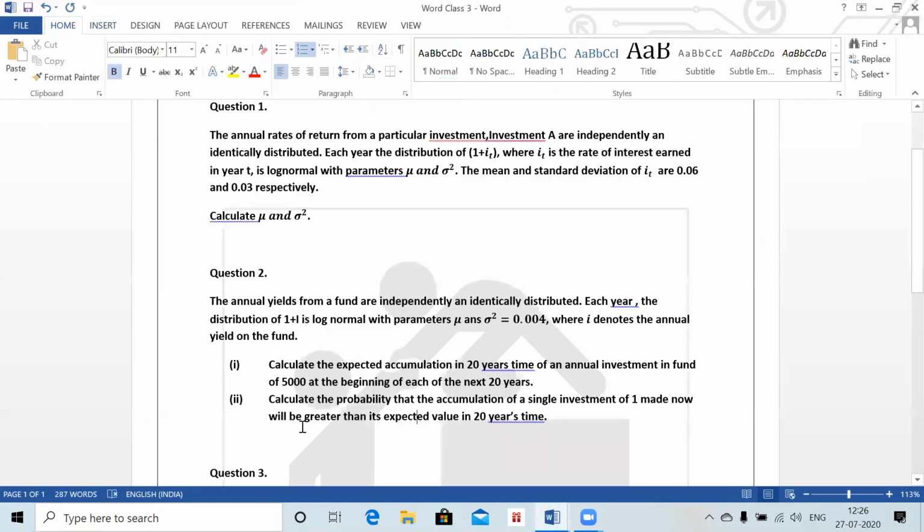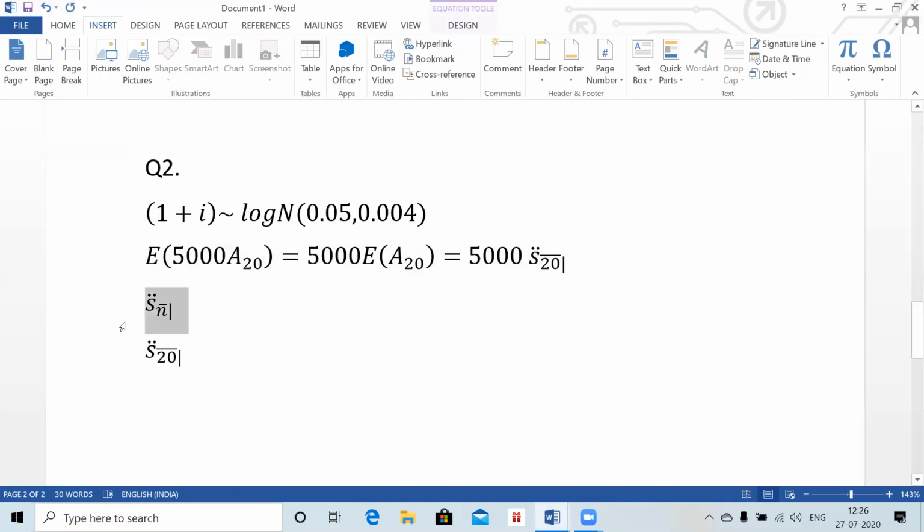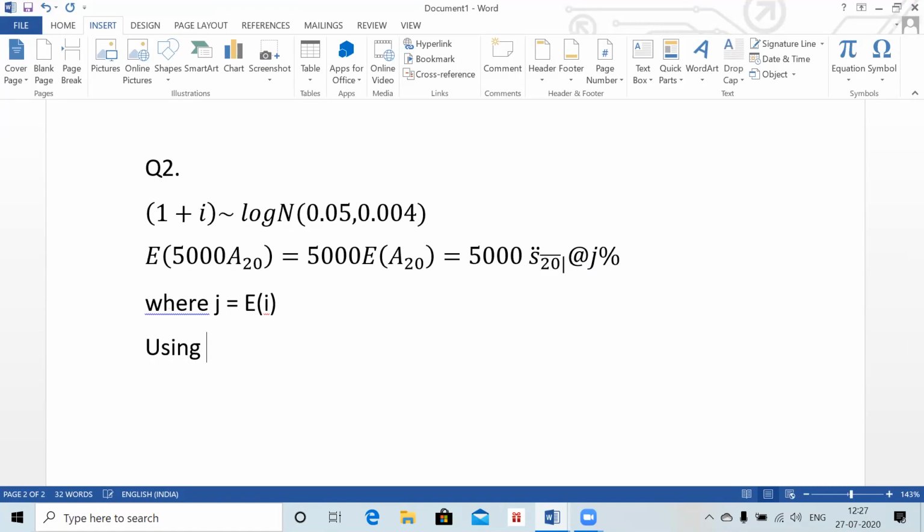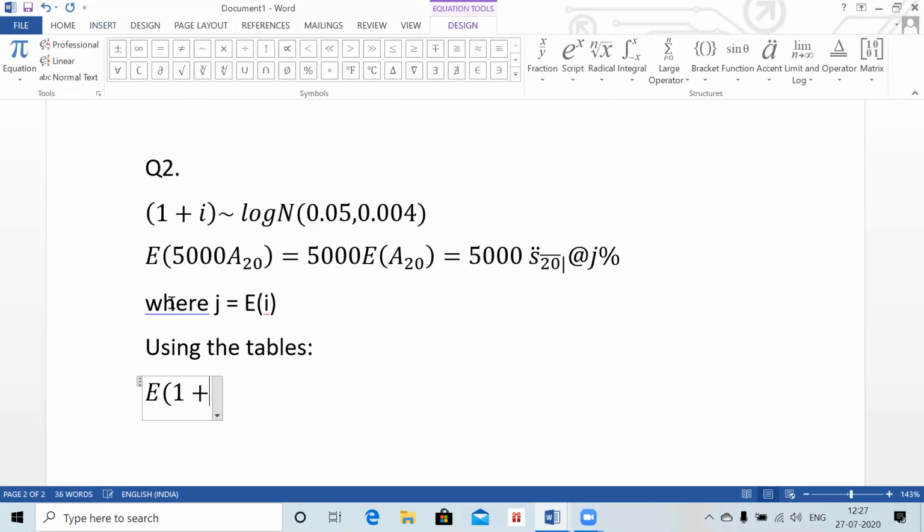कहाँ थे हम लोग? We had to find the accumulation. या ये सब हो गया. 5000 as due 20 निकालना है at the rate J%. सो यहाँ पे लिख लो, at the rate J%, where J is equal to expectation of I. Using the tables, expectation of 1 plus I is equal to e to the power backslash mu plus half. देख लो, फिर बोलोगे मेरे को, एक बार देख लो.